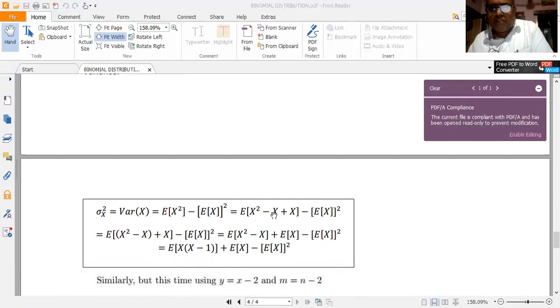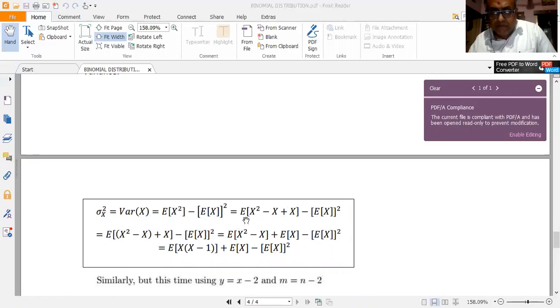Within the expectation operator, add and subtract capital X. So E of X squared minus X plus X within E, minus E of X the whole square. This remains as it is. Now take capital X as the common factor between the first two terms in the first expectation term. So I get E of X squared minus X.